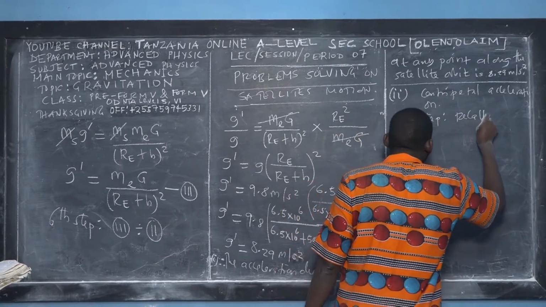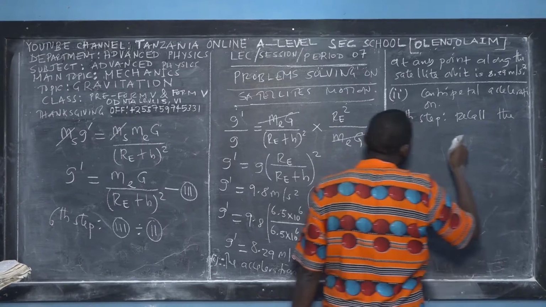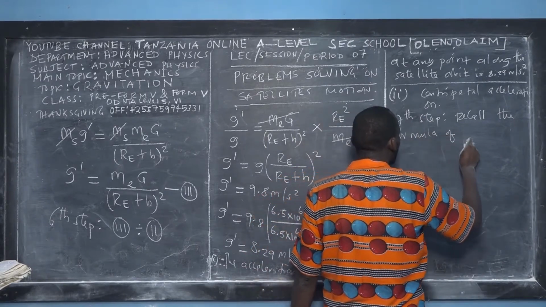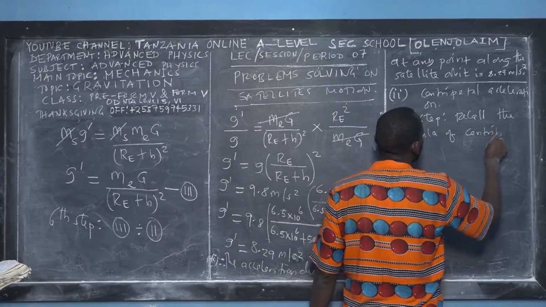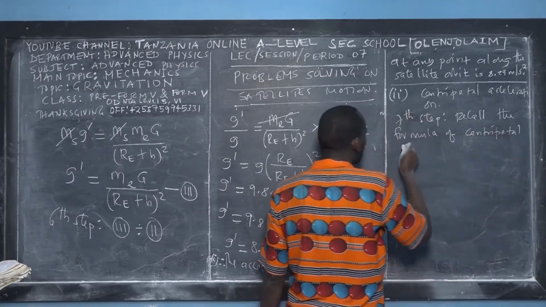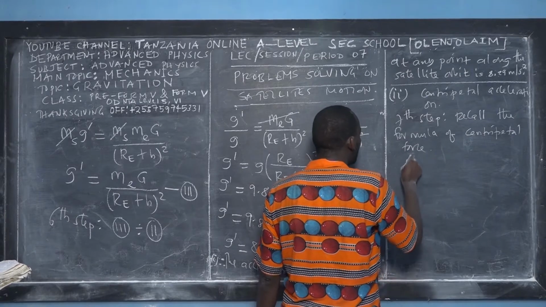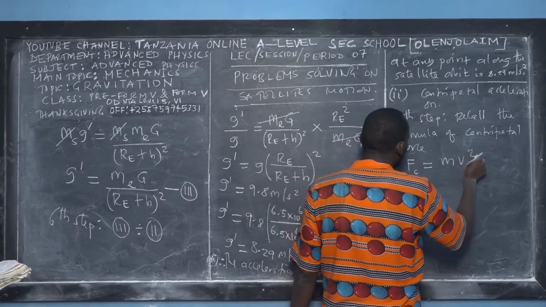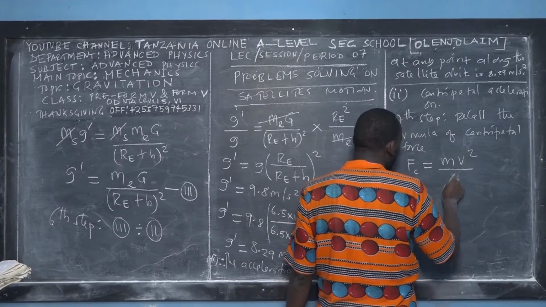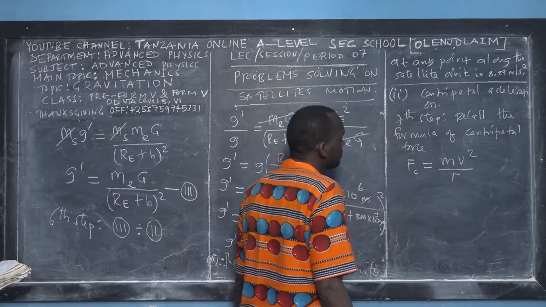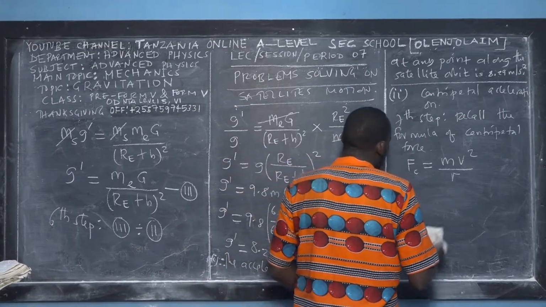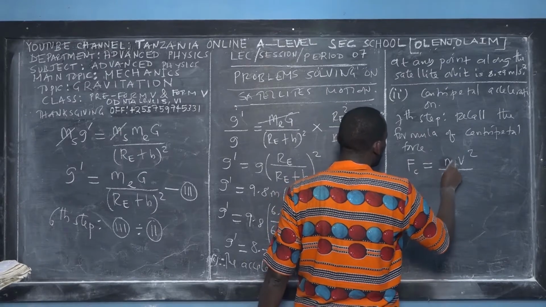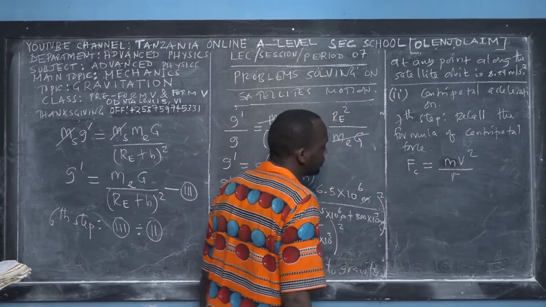We say that you have to recall the formula of what? Centripetal force. So with the formula of centripetal force, we say that this is mass times velocity square over radius. So remember that the centripetal force, the satellite is the one that will be providing the centripetal force to the surface. So that's the force.